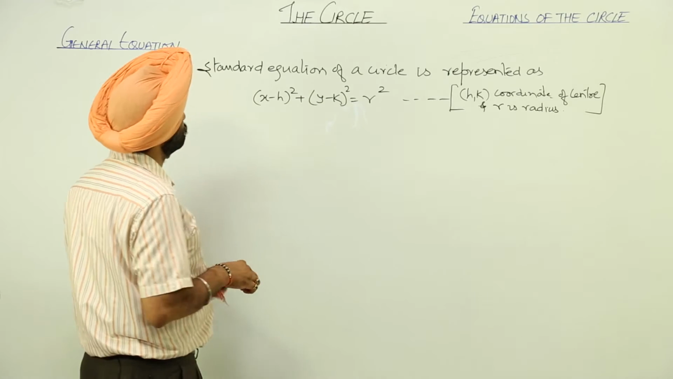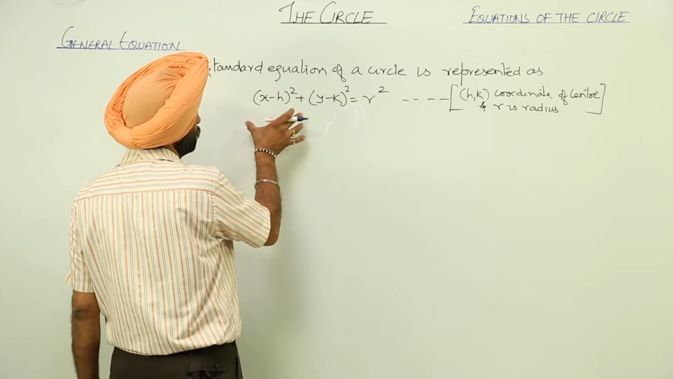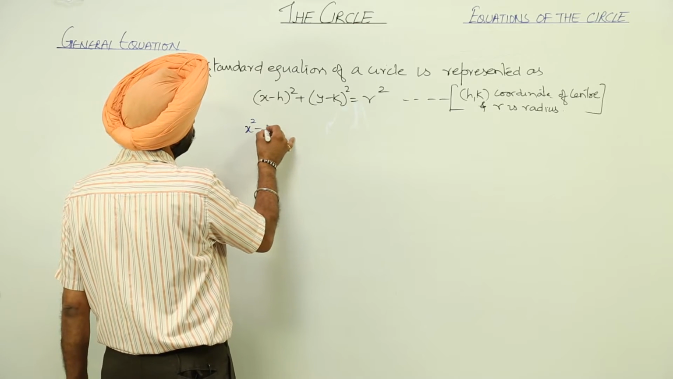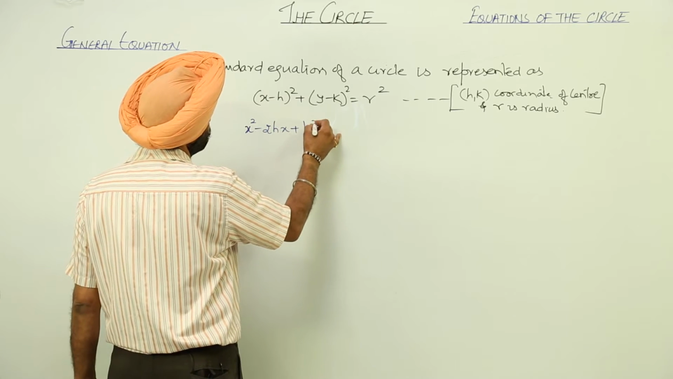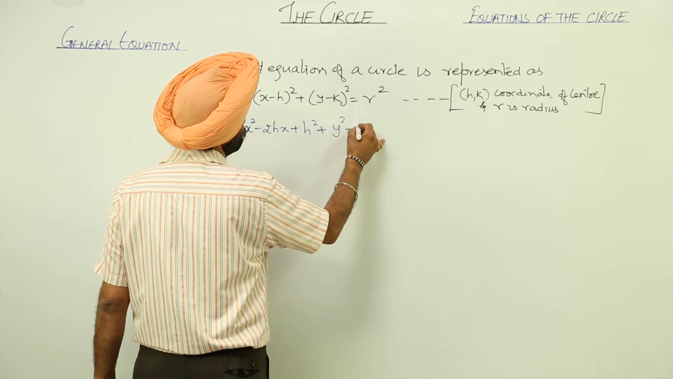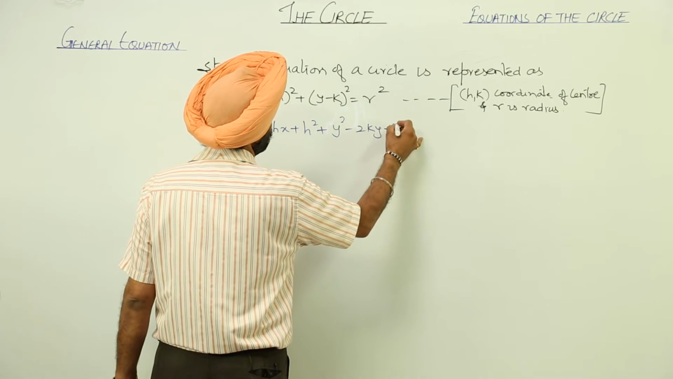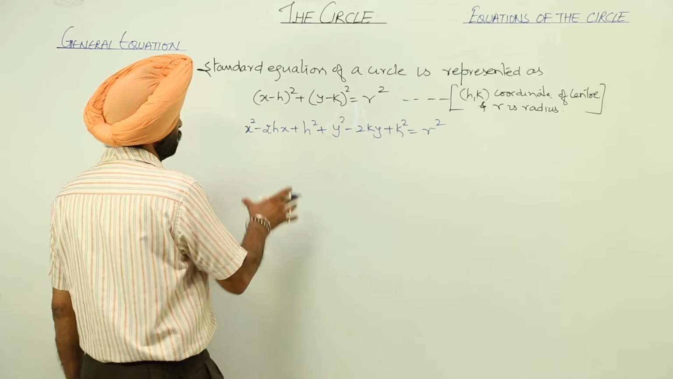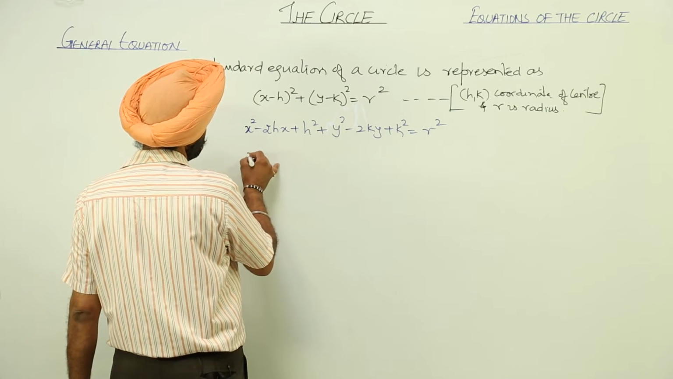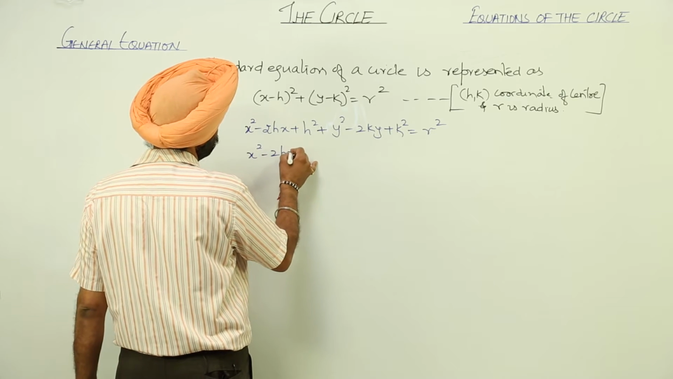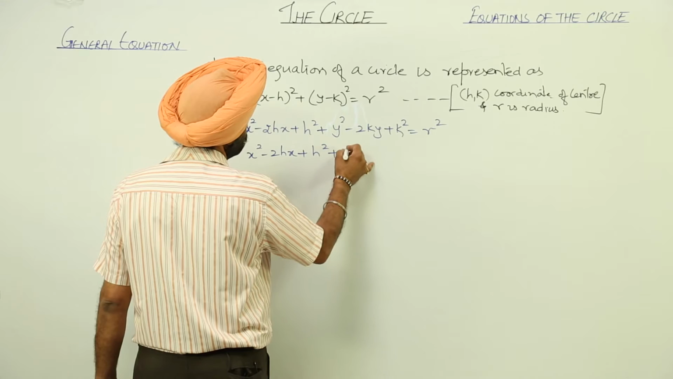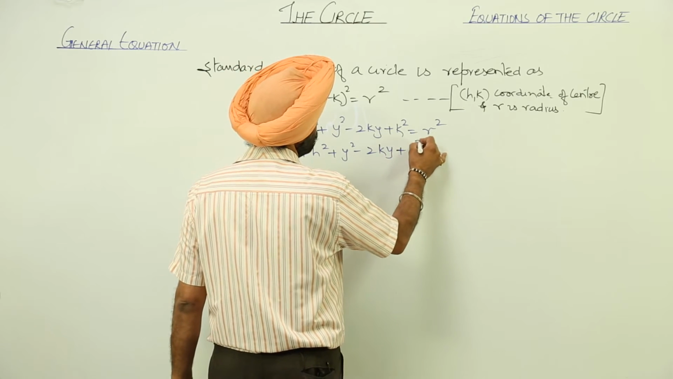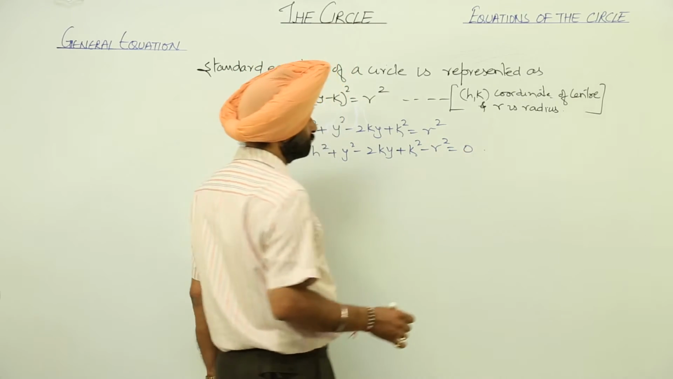Now, let us find the equation using the identities. Now, this becomes x square minus 2hx plus h square plus y square minus 2ky plus k square is equal to r square. Now, what we can do is write it as x square minus twice of hx plus h square plus y square minus 2 times k of y plus k square minus r square is equal to 0.